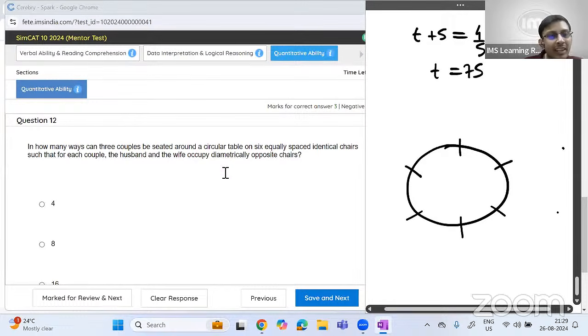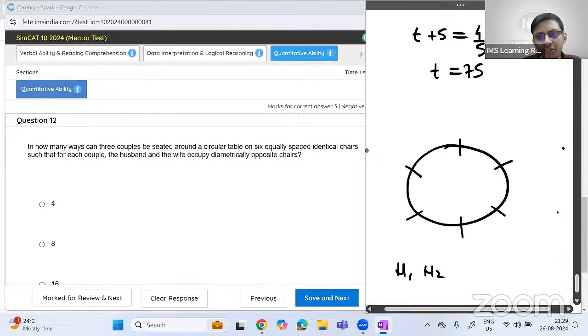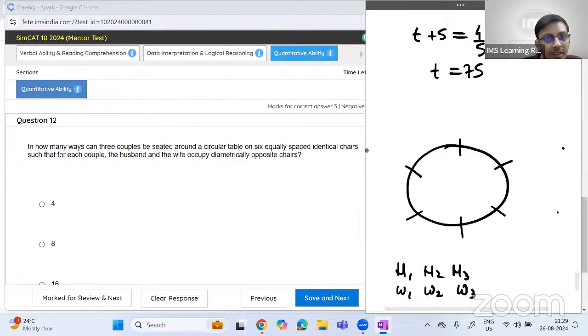Okay, such that for each couple, husband and wife occupy diametrically opposite chairs. Let's call the husbands H1, H2, H3, wives W1, W2, W3. Okay, H1, W1 are a couple and so on. Now, diametrically opposite chairs.